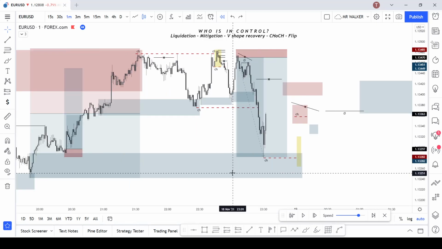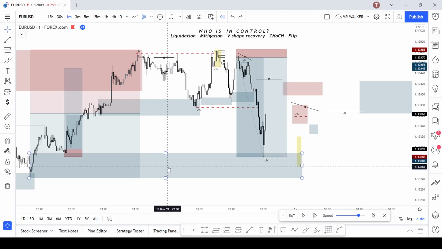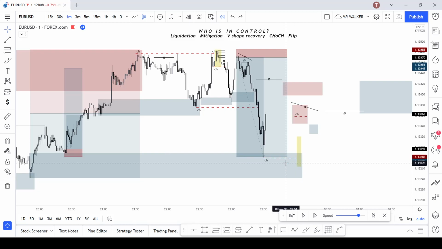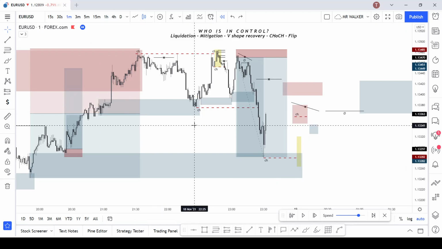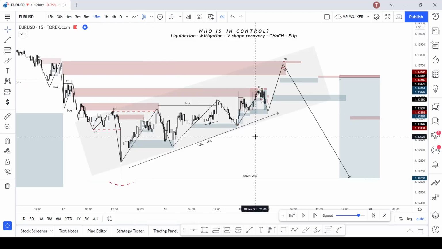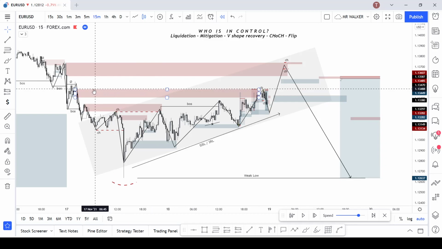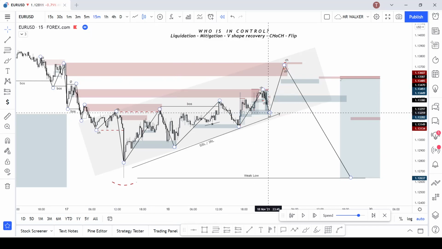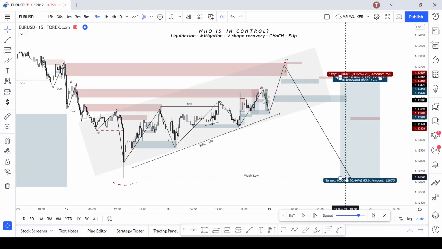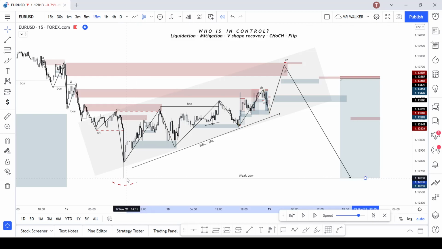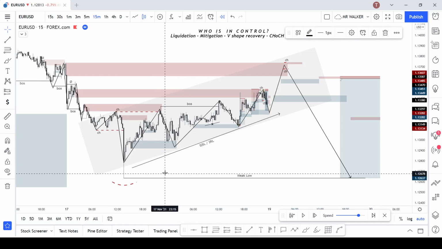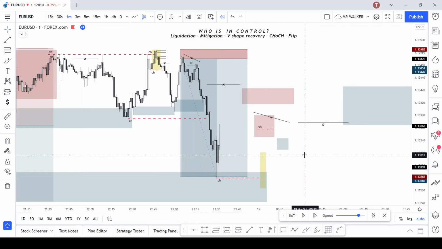Okay, so since we're now in 15-minute demand, we may look for some longs for one simple reason, because if you look on 15-minute time frame, right, we didn't really come to mitigate our 4-hour supply just yet. So that means that higher time frame demand may took a control over supply. So we still wait and anticipate the price to go higher, right? And then to sell off into the week low, right? So that's why we now wait.